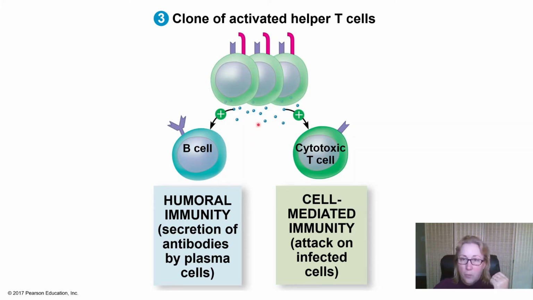And what they do is produce molecules, cytokines, that activate B cells that are going to be producing antibodies, and also T cells, which are going to bind to and then consume by phagocytosis bacteria or viruses, whatever the antigen is for. So the helper T cells are a pivotal part of the immune response.